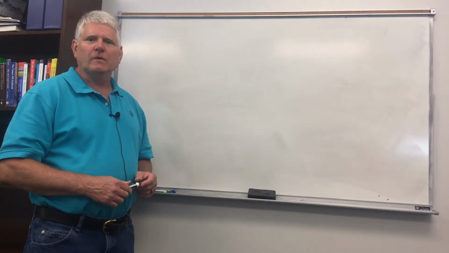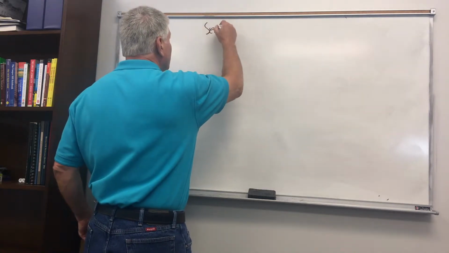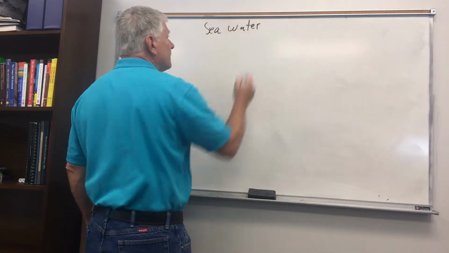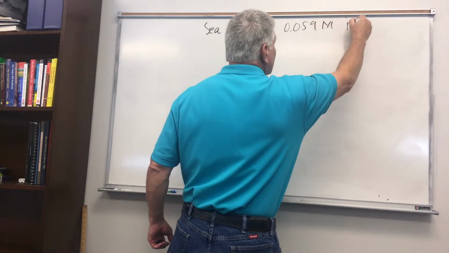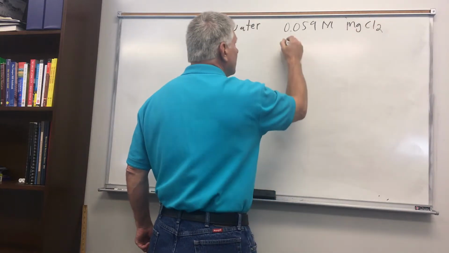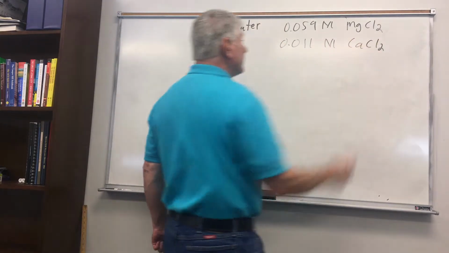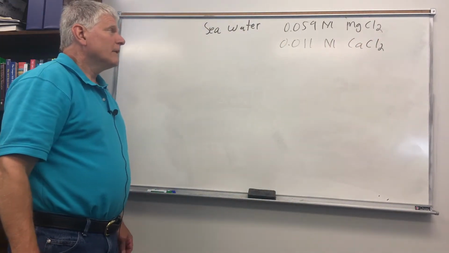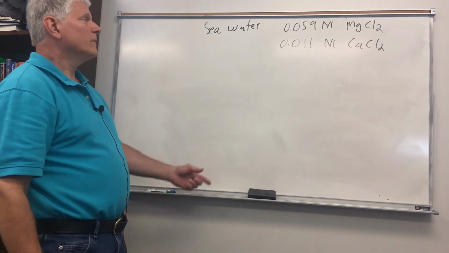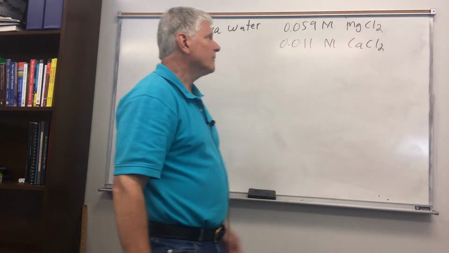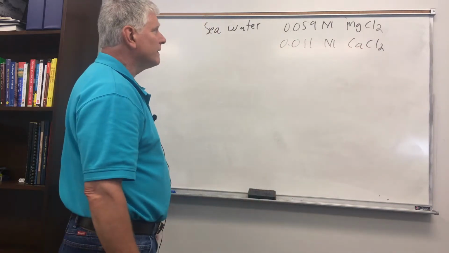Let's do another example of selective precipitation. So here we have seawater, and contained in seawater is about 0.059 molar magnesium chloride and about 0.011 molar calcium chloride. Now, magnesium chloride and calcium chloride are soluble in water, so they'll dissociate completely to form magnesium 2+ and chloride minus ions, and calcium 2+ and chloride minus.